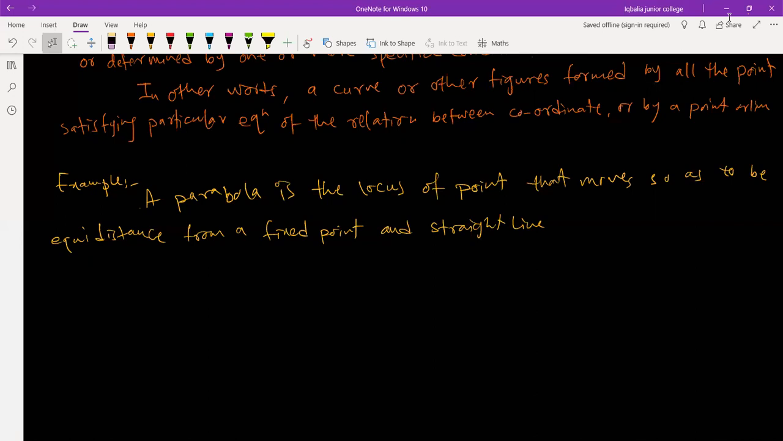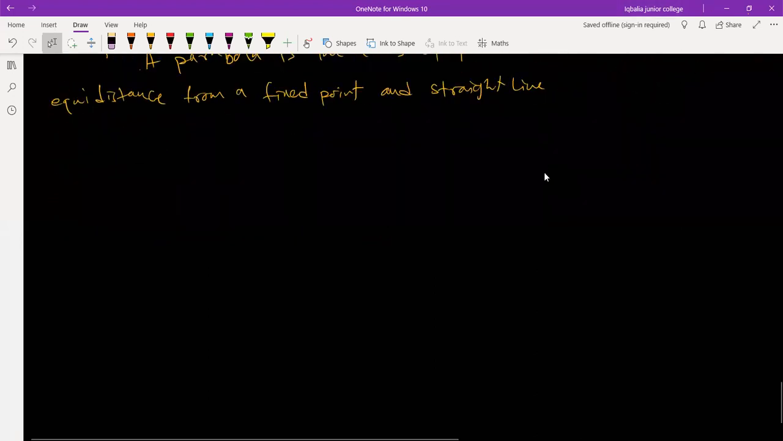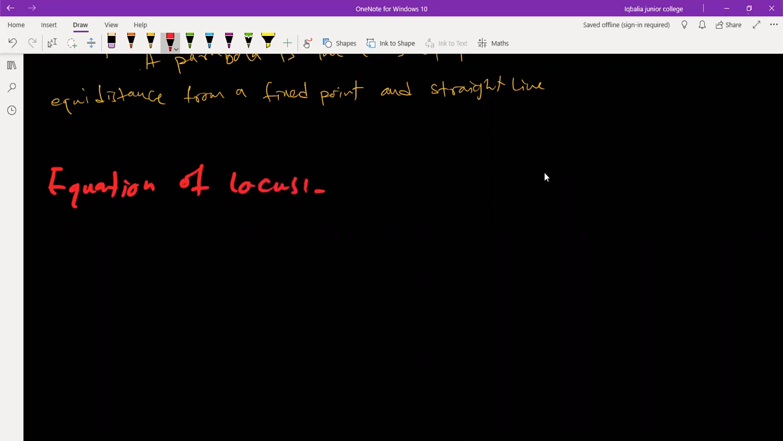Just see: equation of locus. Can anybody tell me? We have seen the locus, the set of all points. So can anybody tell me the equation of locus?